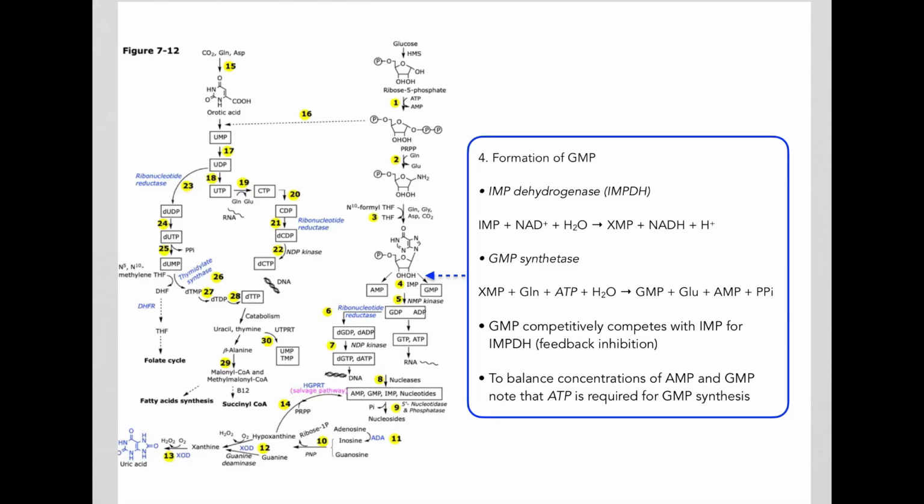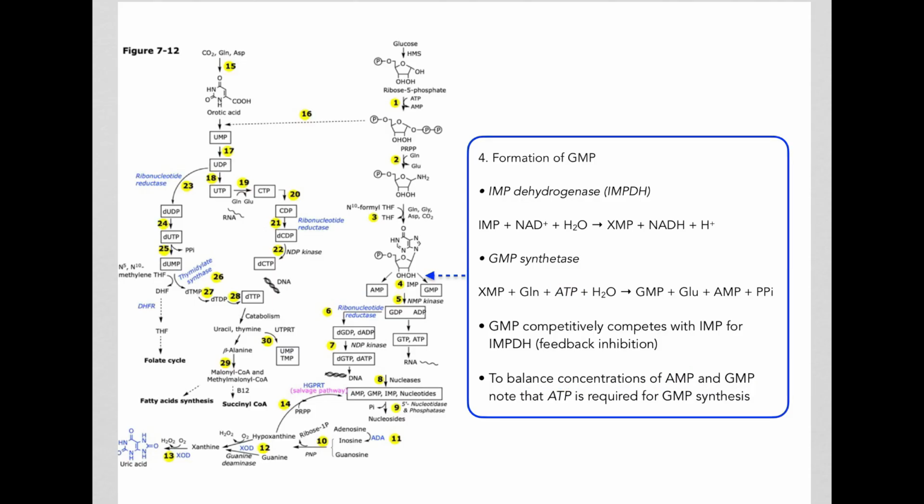Notice that for making GMP, we require ATP. ATP is used. Later we'll see that to make AMP, we'll use GTP. The cell uses GTP. This is done because it wants to balance the concentrations of these two purine nucleotides, the A as well as the G.